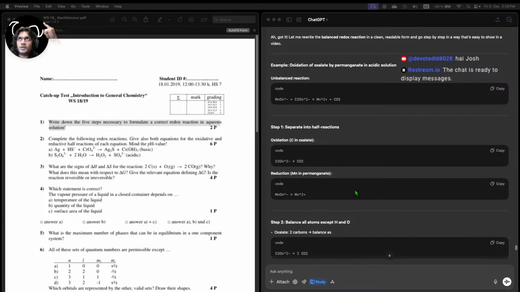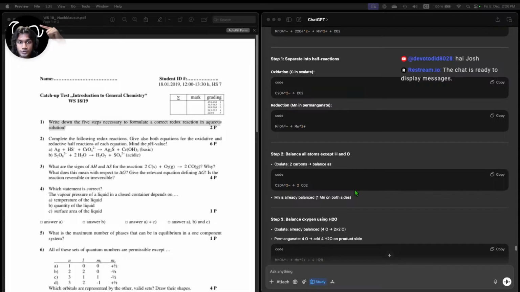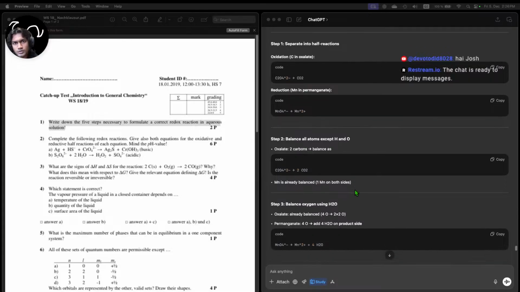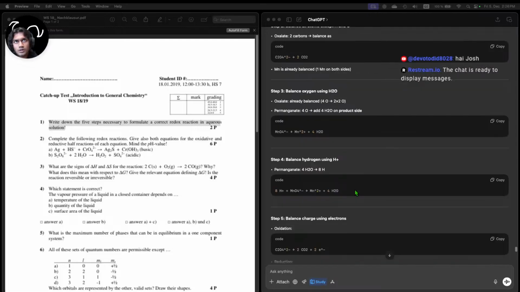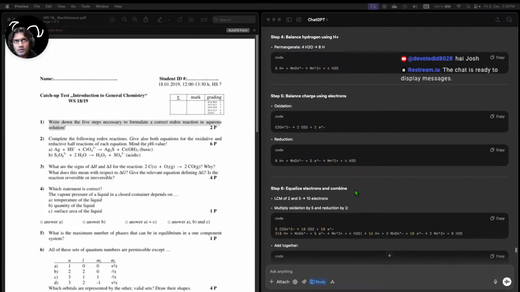Remember, separate into half reactions, balance all atoms except hydrogen and oxygen. Then balance oxygen with H2O. Balance hydrogen with H plus. Balance the charges using electrons. Equalize electrons and combine.